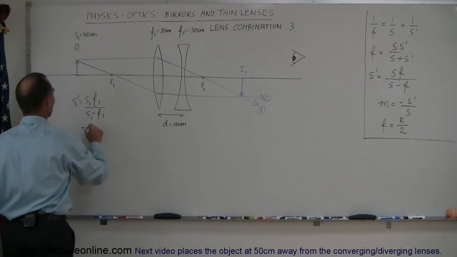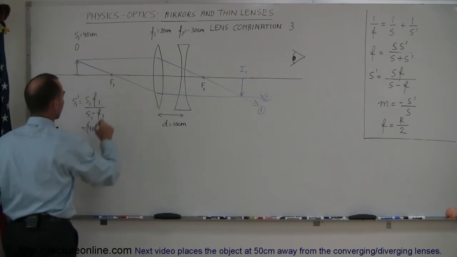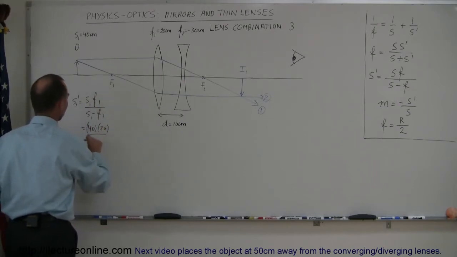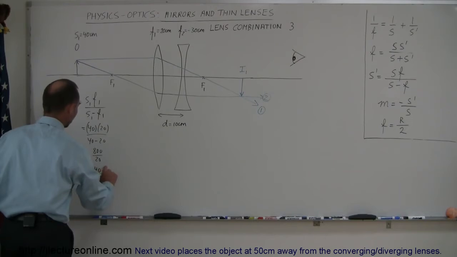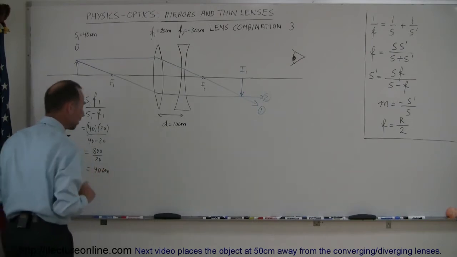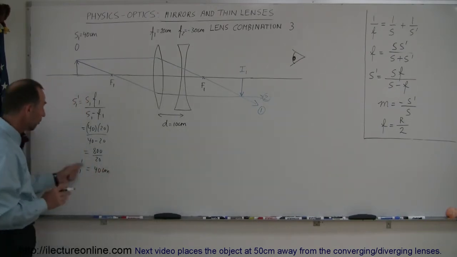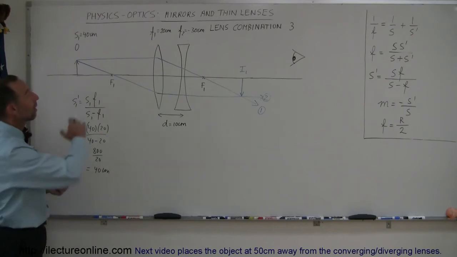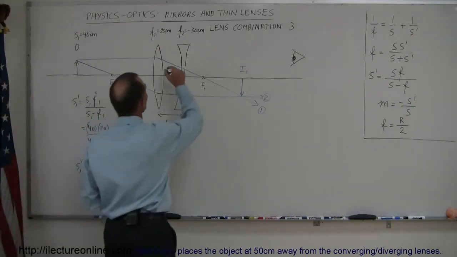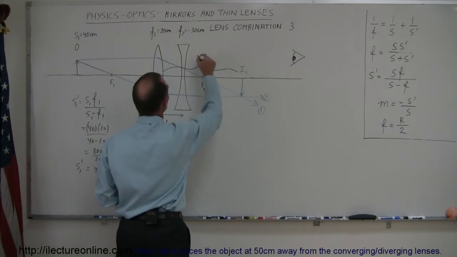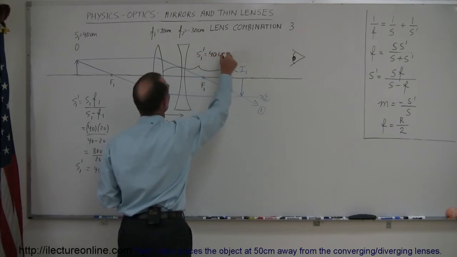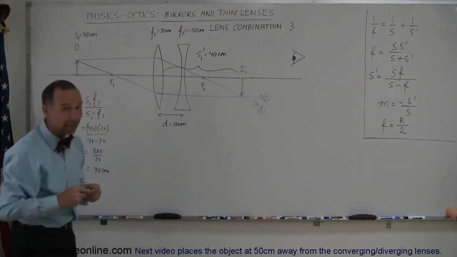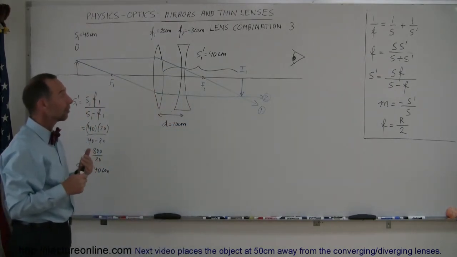S1, we have 40 centimeters. F1 was a 20 centimeter lens, divided by 40 minus 20, so this is 800 divided by 20, which is 40 centimeters. It's a positive 40 centimeters. Positive means it's a real image. 40 centimeters means it's 40 centimeters past the first lens. And so we can say that this distance right here, which is S1 prime, is equal to a positive 40 centimeters.